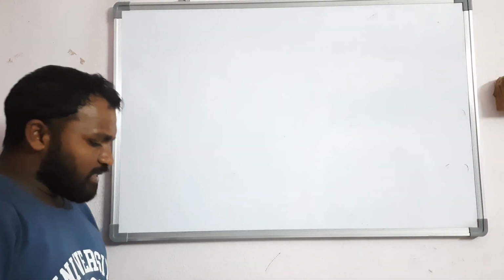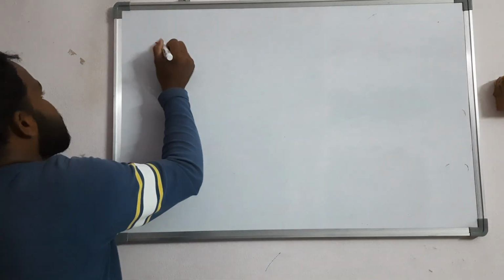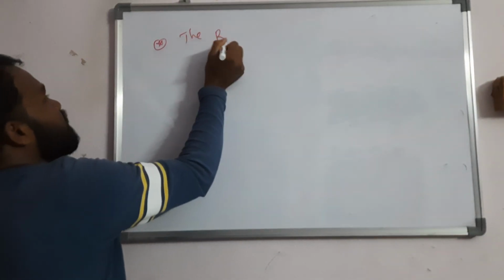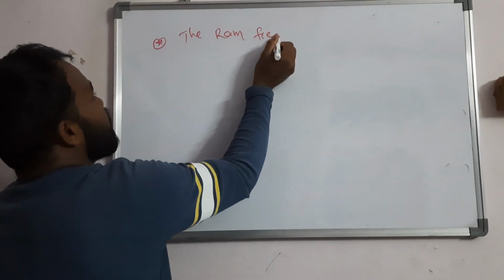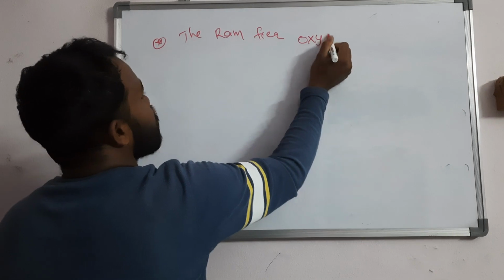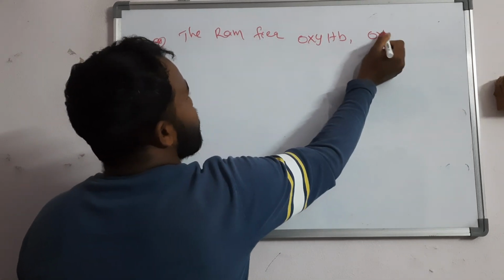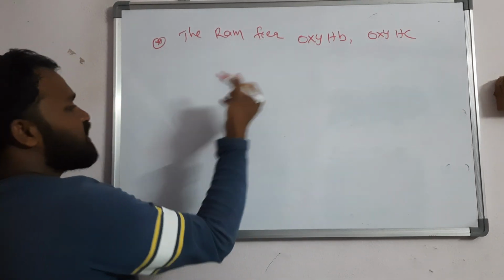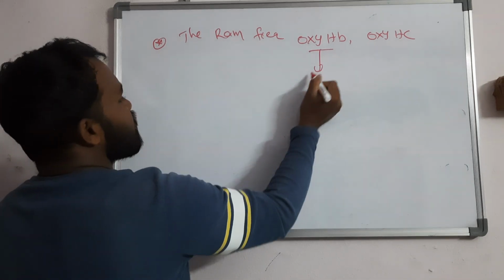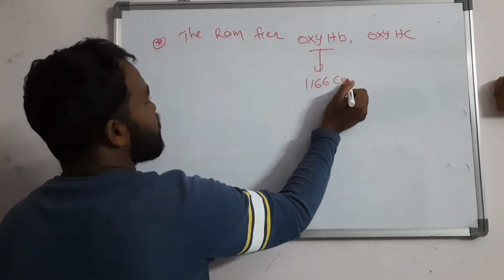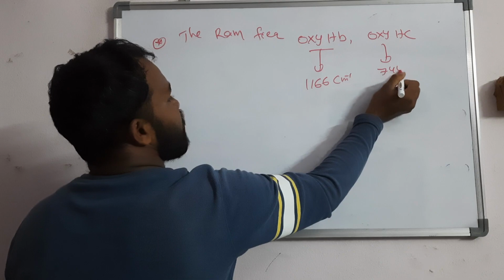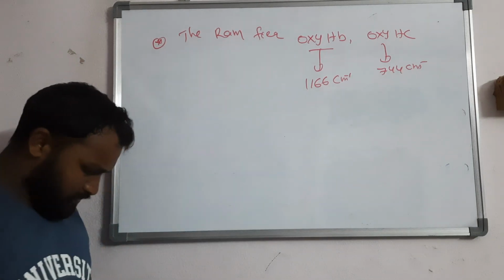Next, a very simple and repeated question. They asked the Raman frequencies of oxyhemoglobin and oxyhemocyanin. This is the previous question. The options they gave are different, but the answer is 1166 something centimeter inverse, and this is the 744 centimeter inverse.